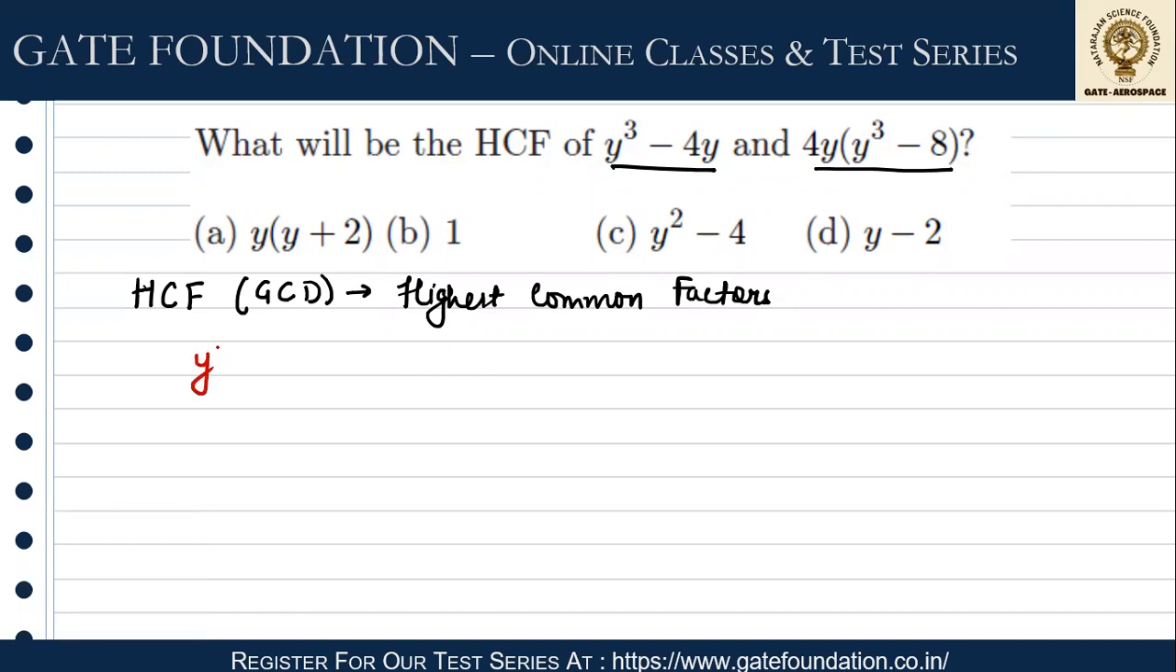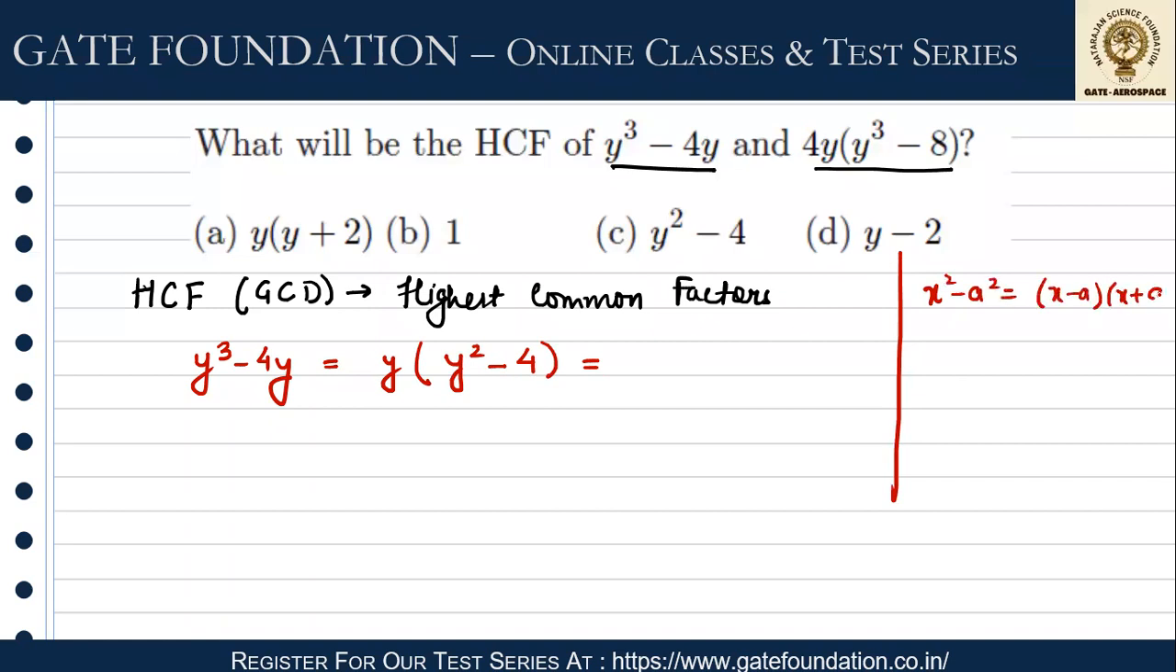First one is y cube minus 4y. I need to factorize it. While factorizing it, you have to divide it into the smallest possible factors. First of all, I can take y common. I will be left with y square minus 4. Over here, I can use the identity x square minus a square, which is (x minus a)(x plus a). So y square minus 4 will become (y minus 2)(y plus 2). So I get y into (y plus 2)(y minus 2). I got three different factors and I cannot factorize it after this.